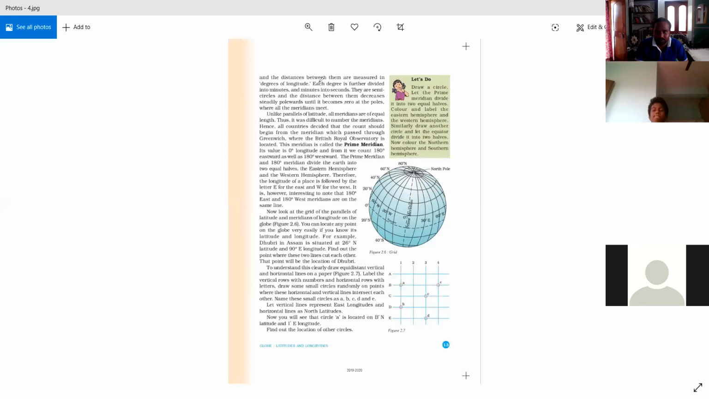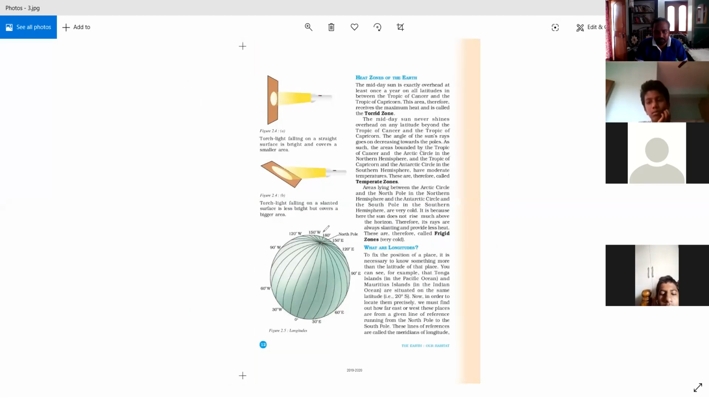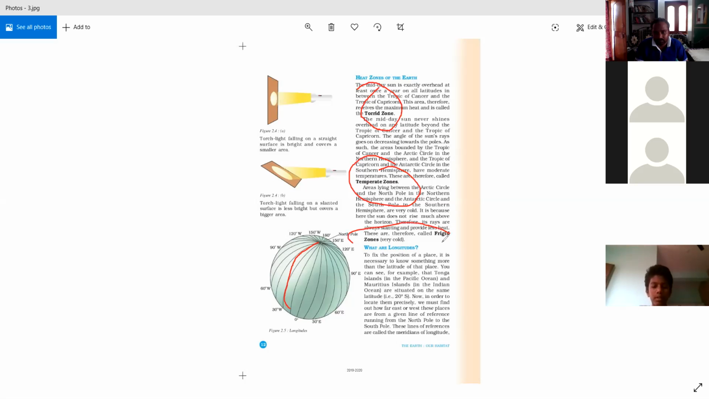So this is longitudes. We have completed this one. Next we'll see this. If you see here, the longitudes are drawn like this, as vertical lines. There are three zones: heat zone, temperate zone, and frigid zone.